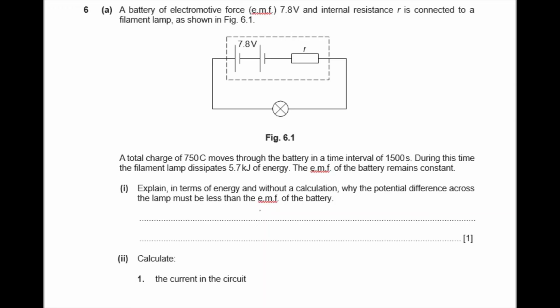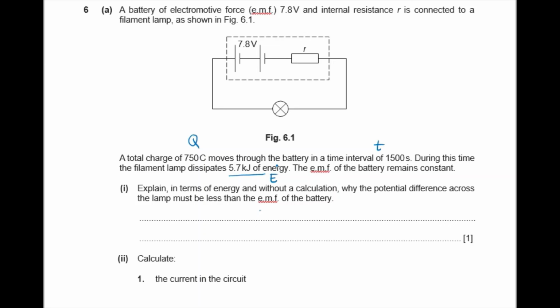6A, a battery of EMF 7.8 volt and internal resistance R is connected to a filament lamp as shown in figure 6.1. A total charge of 750 coulomb, this is charge, moves through the battery in a time interval of 1500 seconds. This is time taken. During this time, the filament lamp dissipates 5.7 kilojoule of energy. This is energy. The EMF of the battery remains constant.